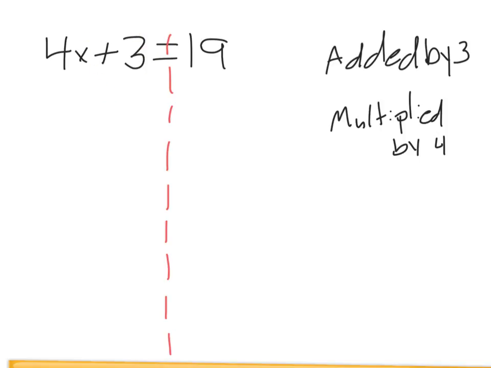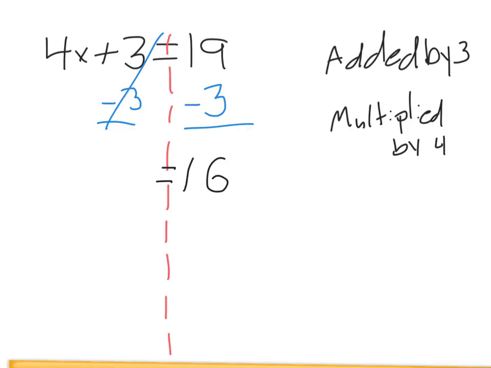So how do we get rid of adding 3? You do the opposite of adding 3. Subtract 3. If I subtract 3 from one side, I subtract 3 from the other side. 3 minus 3 is 0. What am I left with? 19 minus 3. Over here, I'm left with 16.